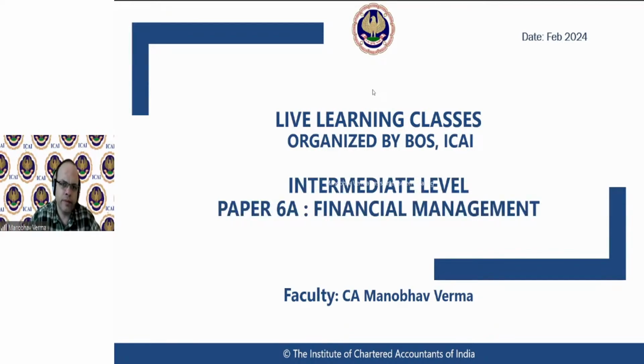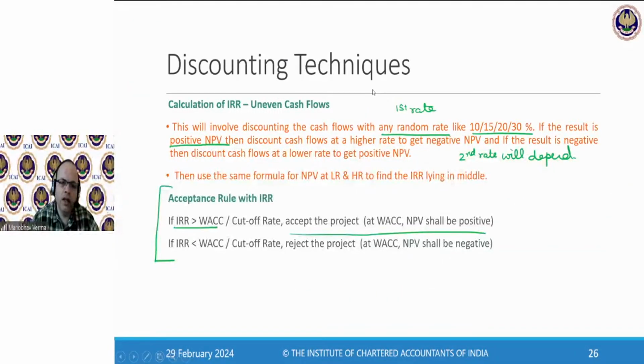Give me a second. So we were discussing the evaluation criteria yesterday. Let me take an example of what I just said. This is purely an example, guys. Let's say my desired rate of return is 10%. And let's say the IRR comes out to be 8%.